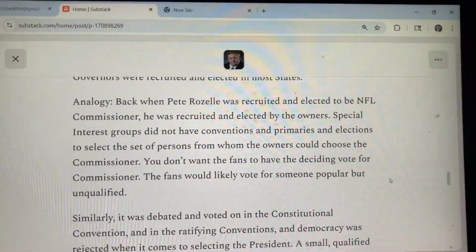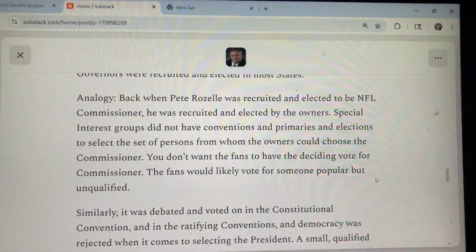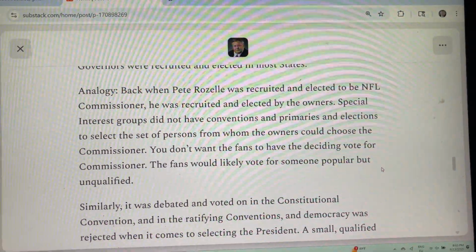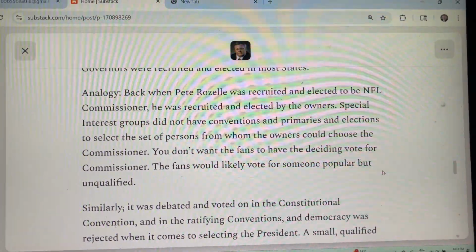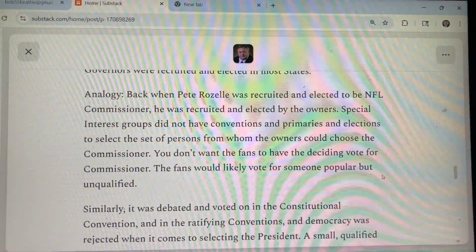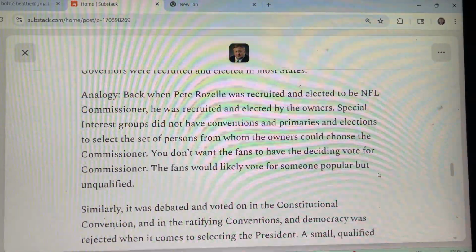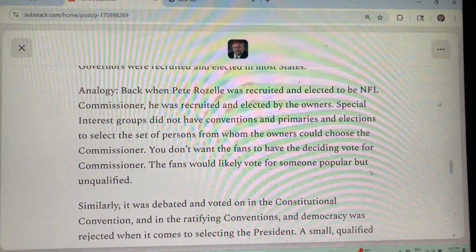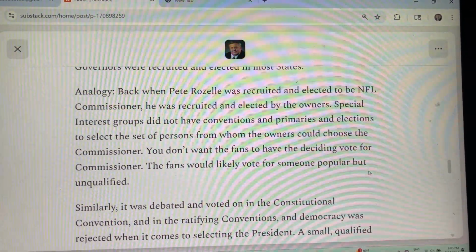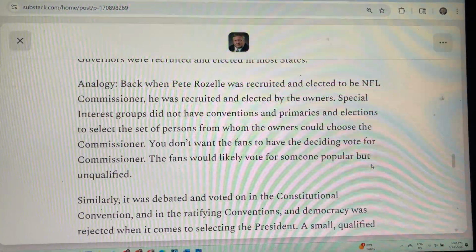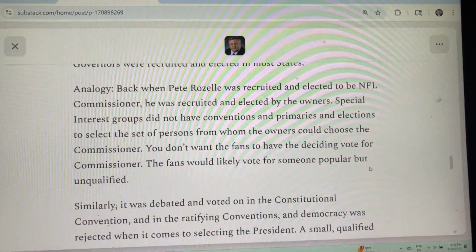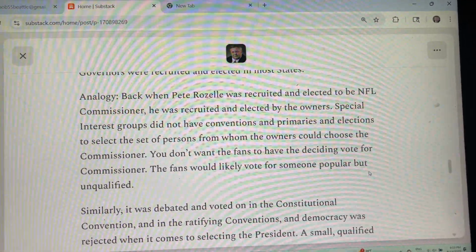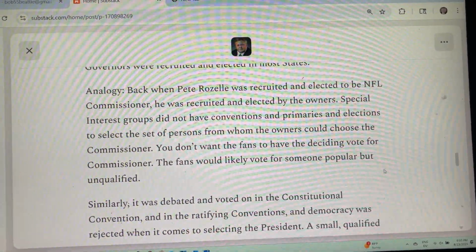I make an analogy here in this Substack post. Pete Rozelle was recruited and elected to be NFL commissioner. He was recruited and elected by the team owners. You didn't have outside interests, special interest groups having conventions and primaries and elections to say, hey, this guy's going to be the NFL commissioner.